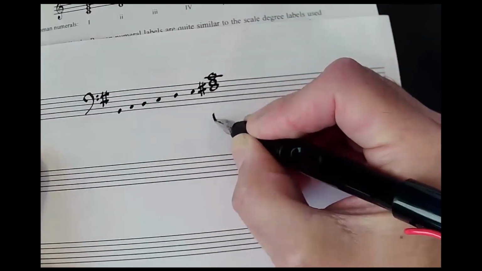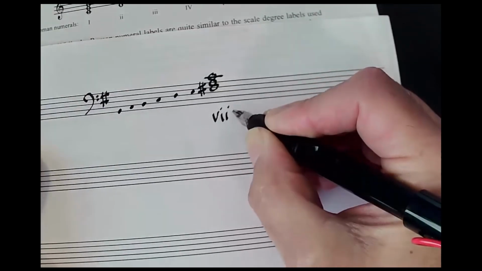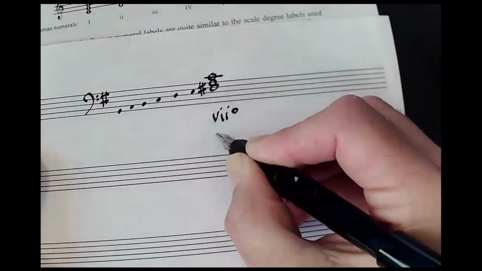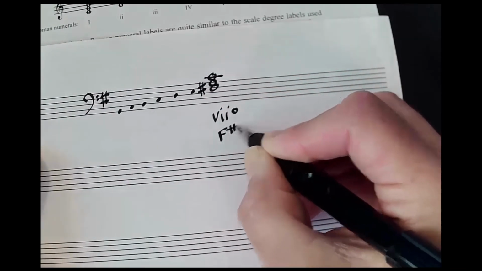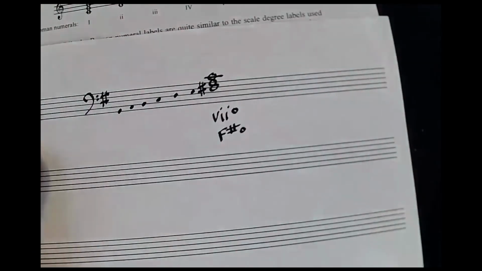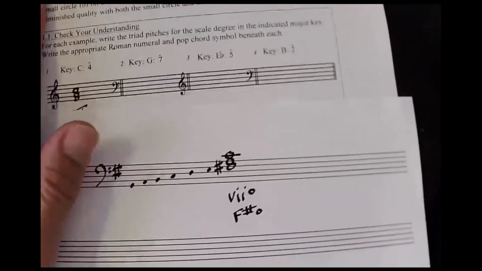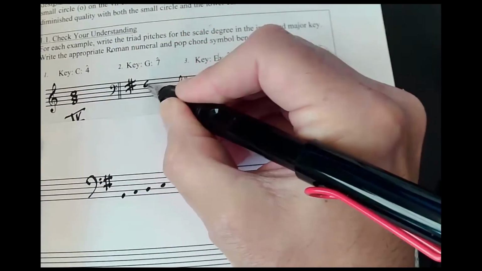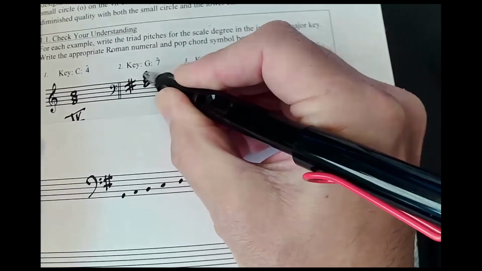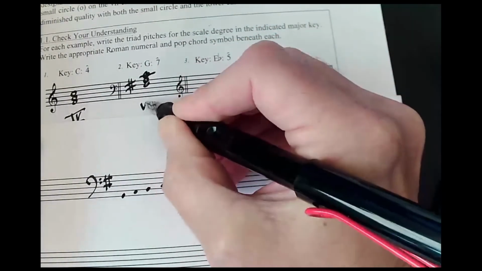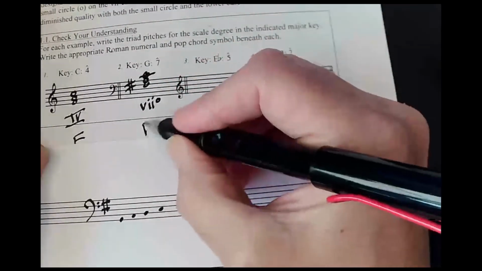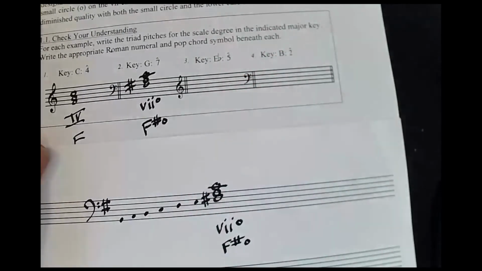When I label it, I call it the 7 chord, lowercase with a circle, and the pop symbol would be just the name of the lowest note, F sharp, and also put the little circle to indicate diminished. So now I can go ahead and transfer that right here. Start with F sharp, A, C, label it 7 diminished, and also with a popular chord symbol, F sharp diminished.